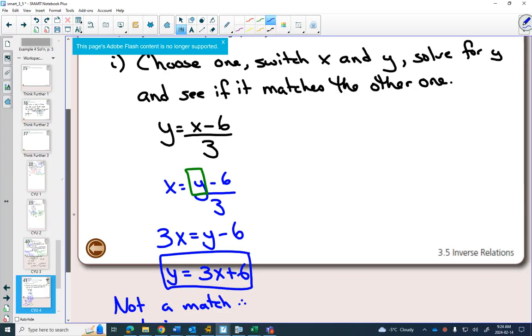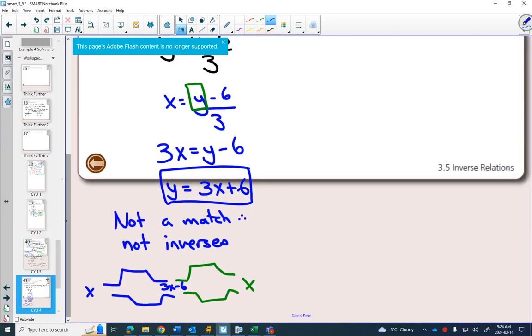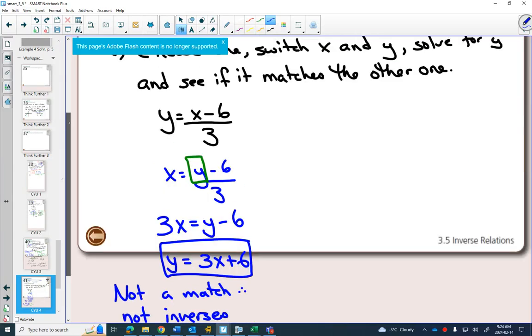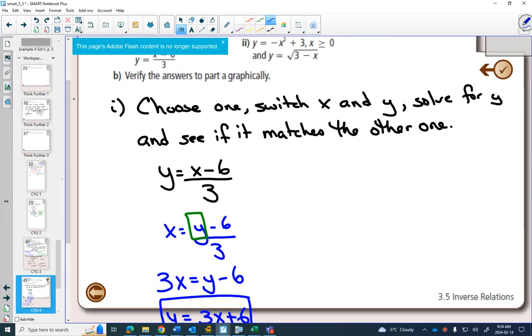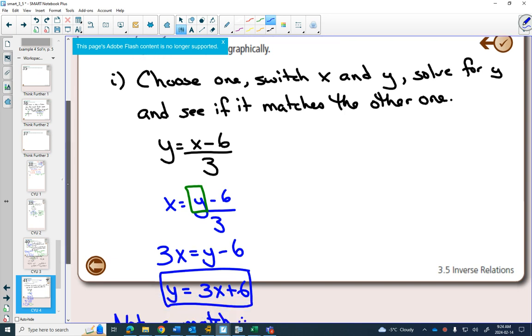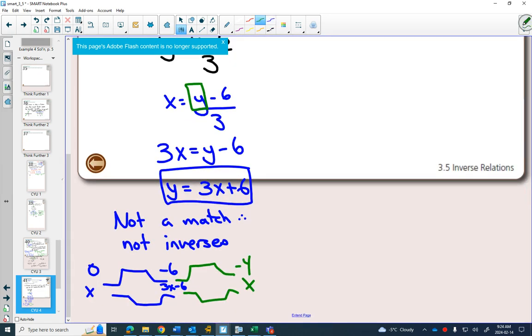Let's choose a really easy number to do mental math. Let's put in 0. If you put 0 into 3x minus 6, do you see that out would come minus 6? And if I put minus 6 into the second equation, minus 6 is minus 12, divided by 3 is minus 4. Did the number come out the same? No. So that's another way we can check if things are inverses, because if they're inverses, the one machine should undo the other machine, or the one function should undo the other function.